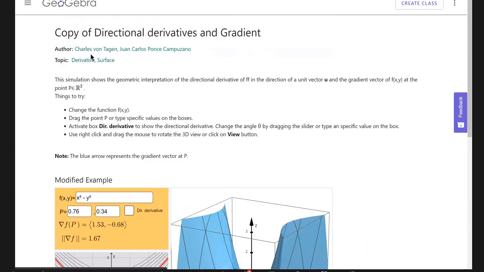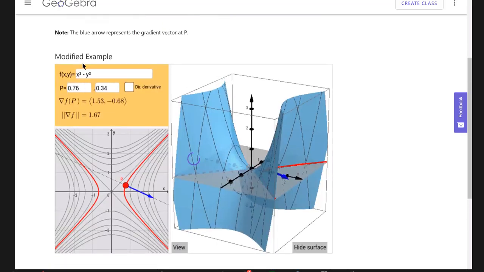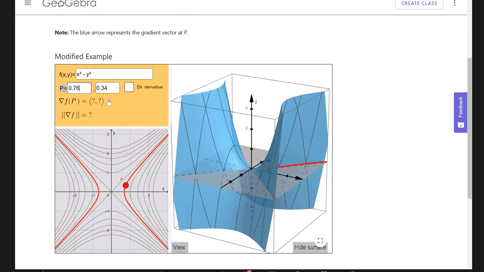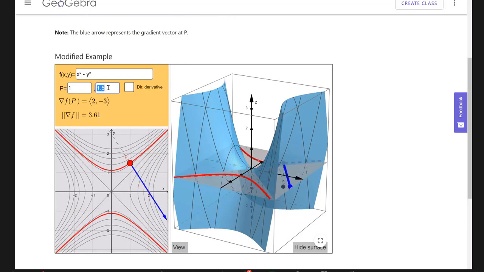Okay, here's this function: x squared minus y squared. I'm going to plug in the ordered pair (1, 3/2). Notice the first thing it calculates for us is the gradient at that point. That was our first step, to compute that gradient.